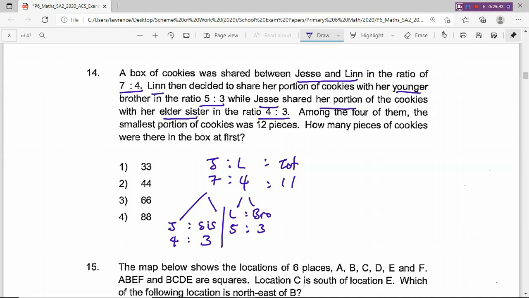And then among the four of them, the smallest portion was 12 pieces. So how many pieces of cookies were there at first? So there's a total there. Means your ratio must have a total. Okay, so what do you do? Okay, so this is how you do.